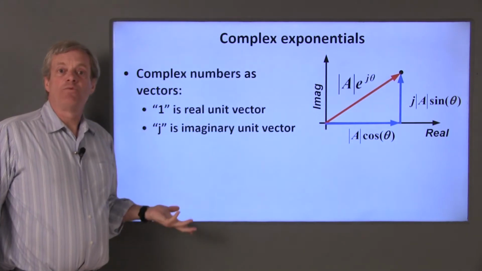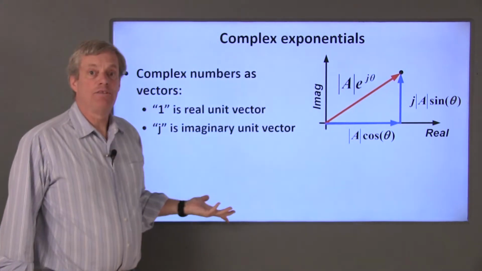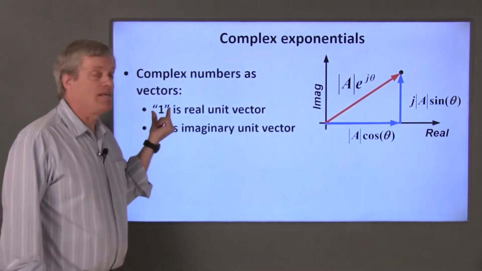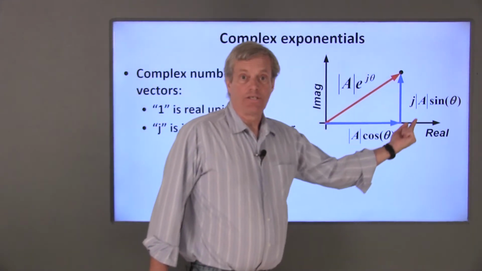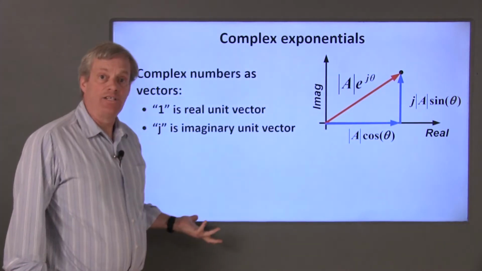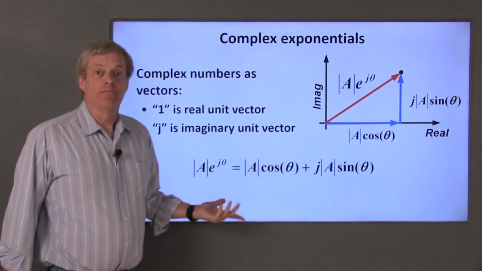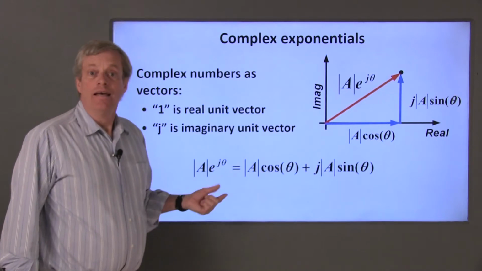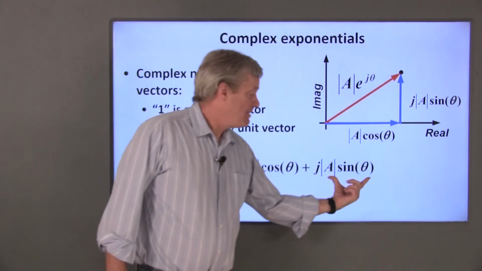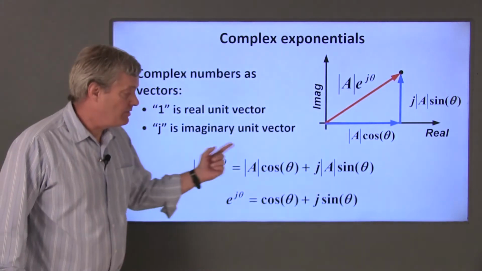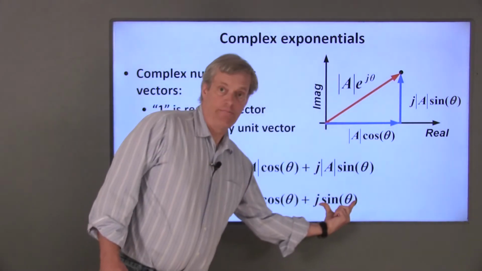Defining these vectors means we have to define unit vectors in their directions. In rectangular coordinates, we can think of the unit vector in the real direction as just being 1, since any real number is just its magnitude times 1. In the imaginary direction, our unit vector will be j, since an imaginary number is a magnitude times j. Performing a vector sum means that the magnitude of a times e to the j theta equals the magnitude of a times the cosine of theta plus j times the magnitude of a times the sine of theta. Dividing out the magnitude of a gives e to the j theta in terms of real and imaginary parts.